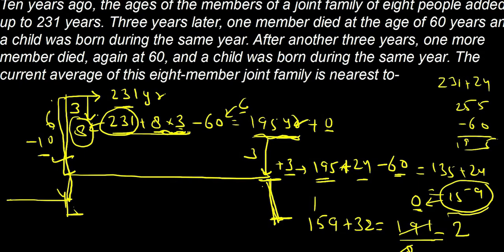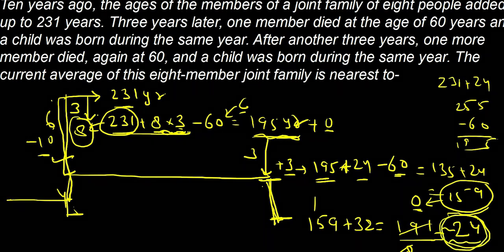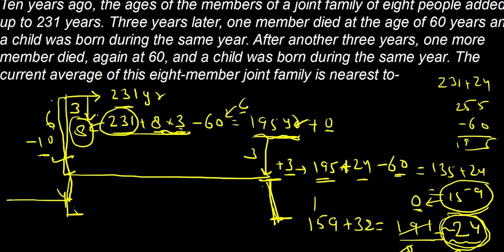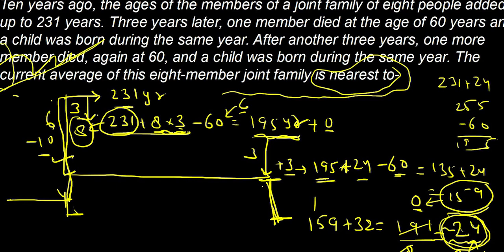3 is left, so you can say it is around 8 4s are 32, 8 2s are 16, 3 is left, so that is around 24 years, you can say. That is not exact, but around 24 years will be your answer. So the current average of the 8 members joint family is nearest to 24. That is an important question in many exams I have seen, so you can also do that.